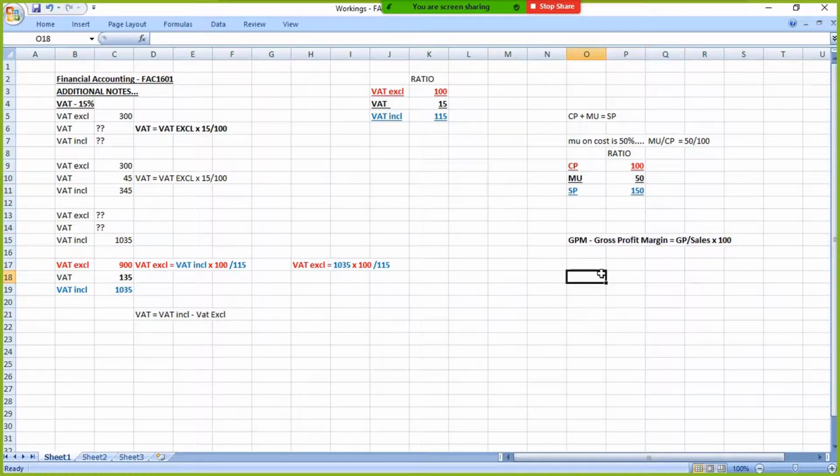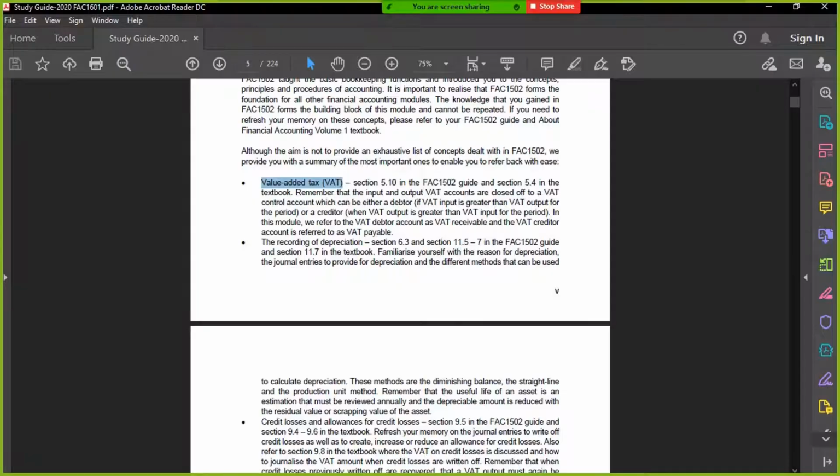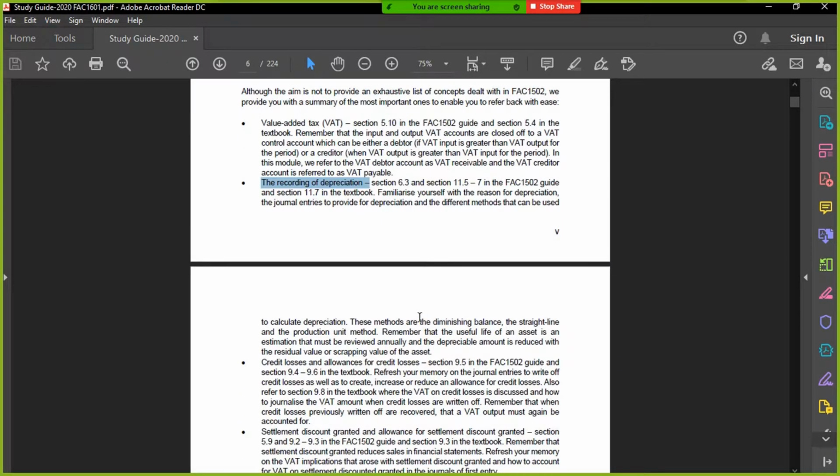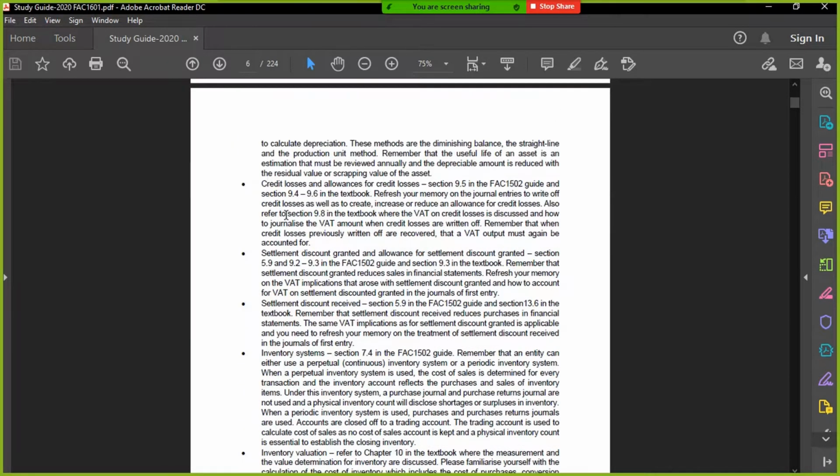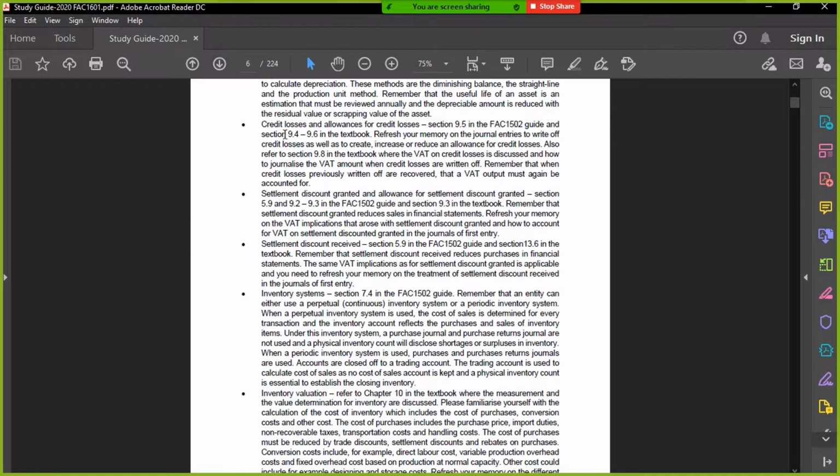All right, let's go back and look at the textbook. So that seems to be fine. Depreciation, we did a bit of it in the assignment. We'll do more of it when we get to practical examples. Notice they're highlighting things that you need to remember.